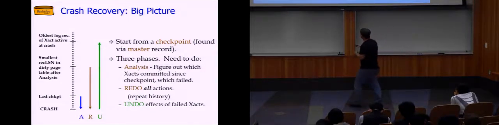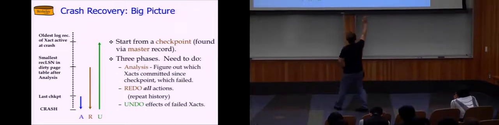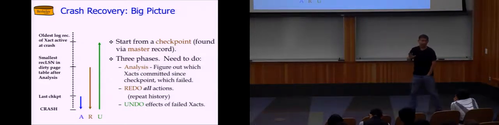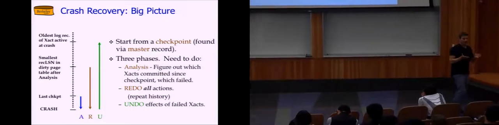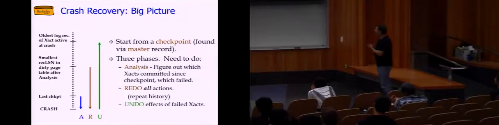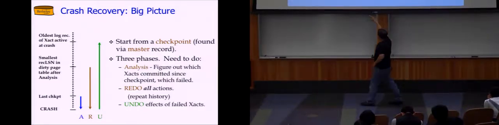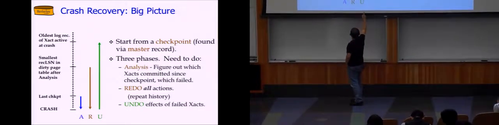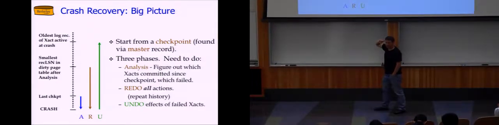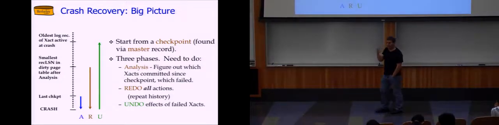Okay? Once you've done analysis, you know which transactions committed and which transactions failed. Either they aborted or they weren't committed at the time of crash. Once you know that, you're going to redo all the committed transactions. All right? And then you're going to undo all the uncommitted transactions. Now, what log records do you have to read for these things?